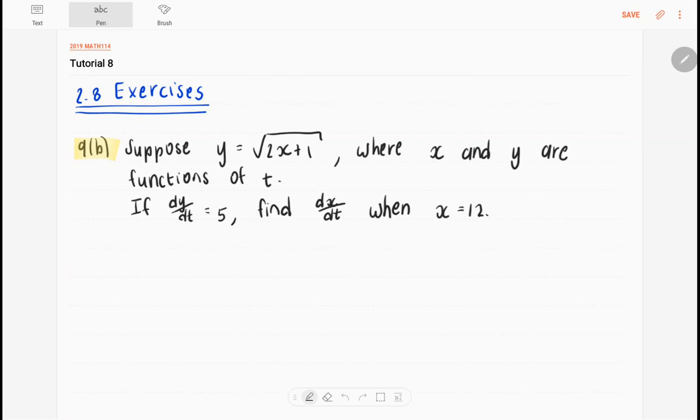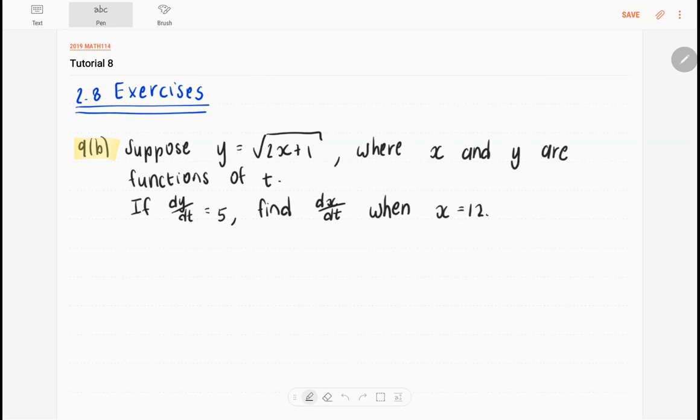We'll firstly be looking at the exercises under section 2.8 in your textbook, and we're looking at number 9b. It says, suppose that y equals the square root of 2x plus 1, where x and y are functions of t. If dy/dt equals 5, find dx/dt when x equals 12. Okay, so let's just write down what we are given.